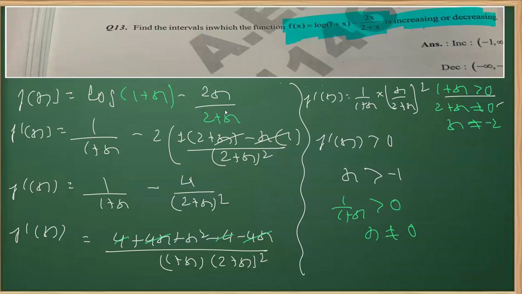So we can say that the function will be increasing for x greater than -1, that means the open interval -1 to 0, because it cannot take 0, union 0 to any number which is greater than -1, but not 0, that is 0 to infinity.